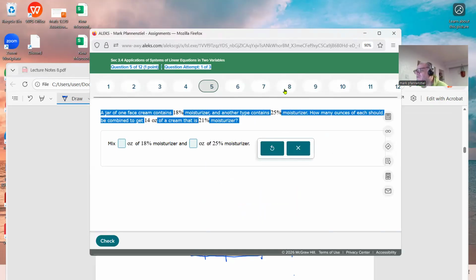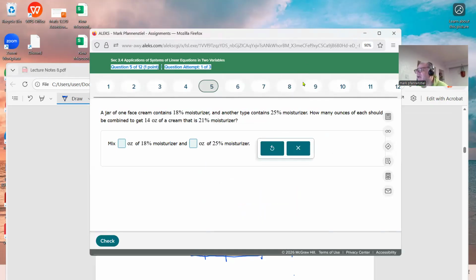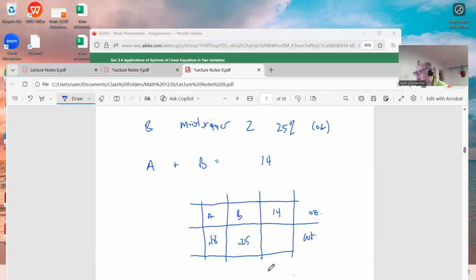And then what is the last one having? What is the total we want? The total we want to be 21%. So this is just going to be 21%. Don't forget these are percents. Don't forget you have to change them to decimals because that makes things a little bit better for us.